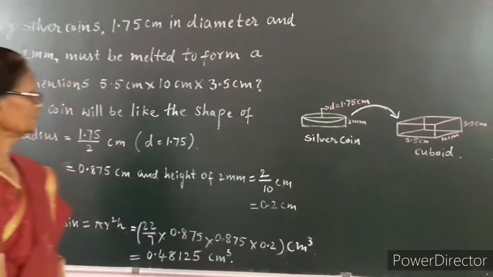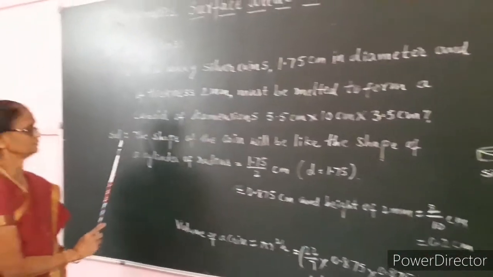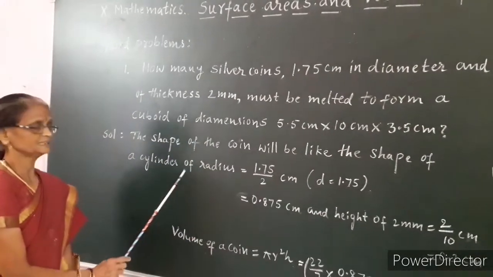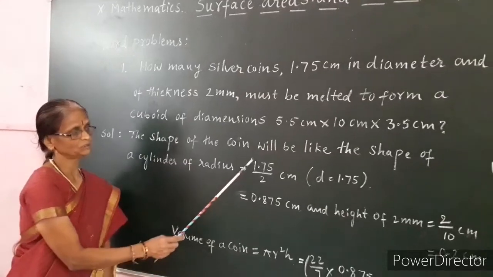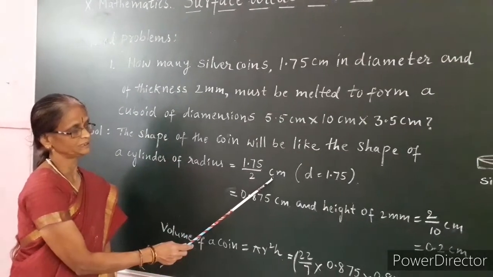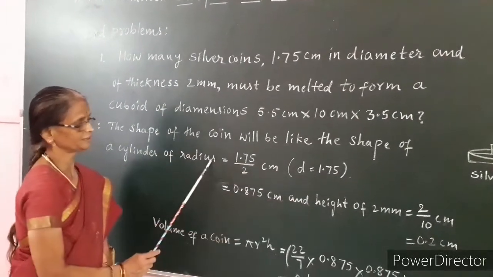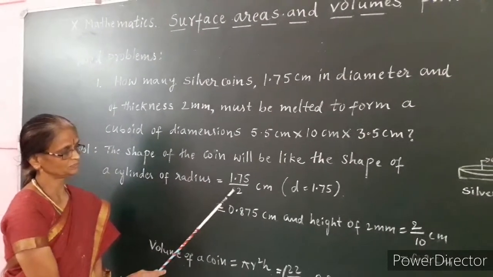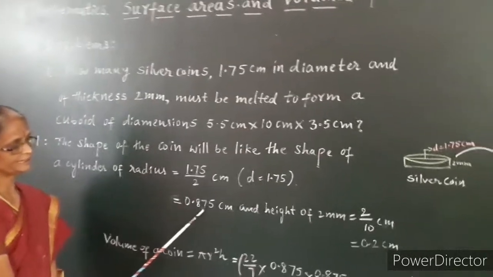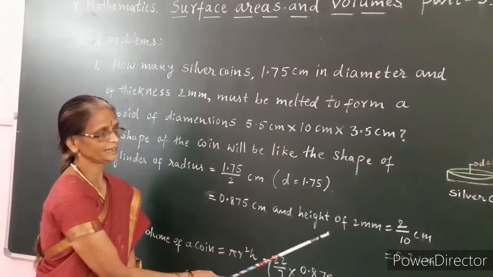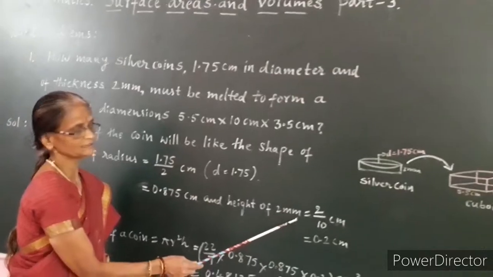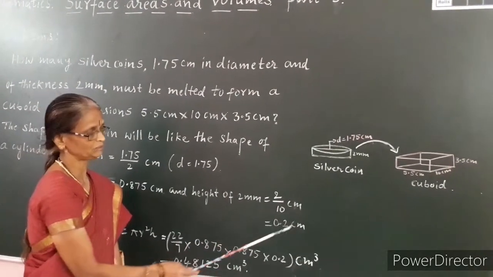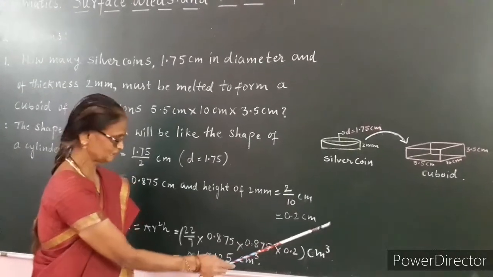We know that. Now the diameter of the coin is given. The shape of the coin will be like a cylinder of radius equal to 1.75 by 2 centimeter. Diameter is given, converted into radius. Radius equals d by 2. Simplified, we get 0.875 centimeter. The height of the coin is given, that is 2 mm, that should be converted into centimeter. 2 by 10 centimeter equals 0.2 centimeter.